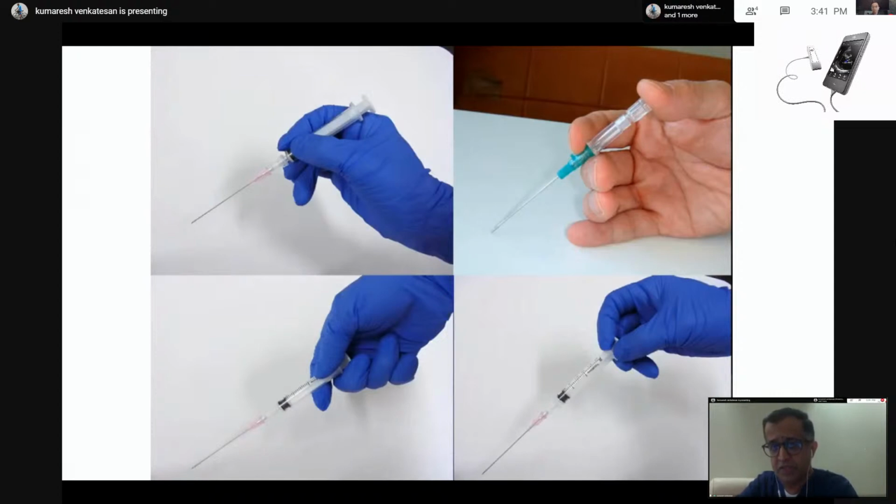Most of the interventional radiologists, if you observe them doing, they use this method. They in fact don't attach a syringe. Sometimes they just use a needle and go and perform the puncture of the vessel.